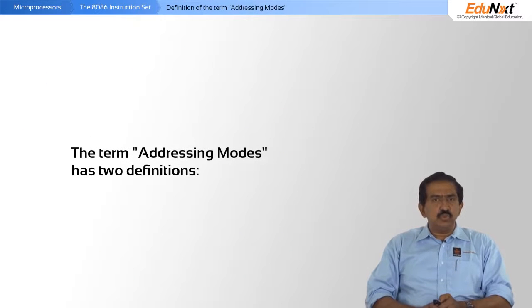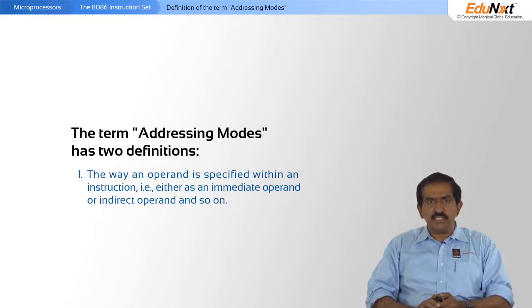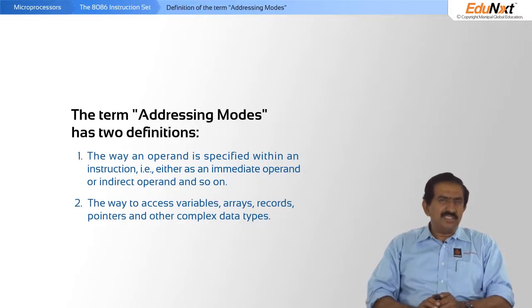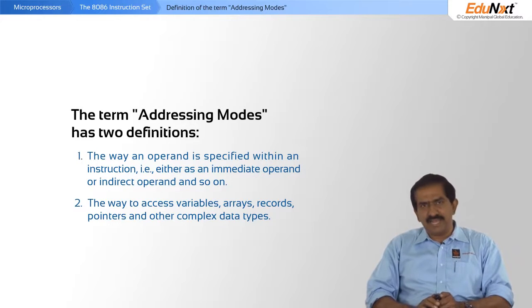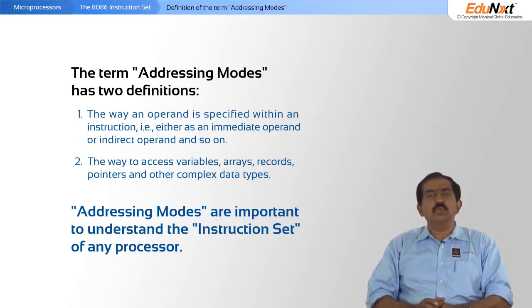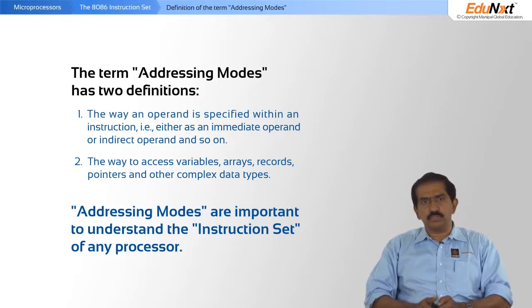There are basically two definitions for something called the addressing mode, and the addressing mode is something that's important to understand when you talk about instruction sets. The first definition really is the way an operand is specified within the instruction. So there can be immediate operands, there can be indirect operands, so on and so forth. That is one definition of the addressing mode. The other definition of the term addressing mode is the way to access variables, arrays, records, pointers, and other complex data types. So these two are standard accepted definitions of the term addressing mode, and addressing mode is important when you want to understand the instruction set of any processor.